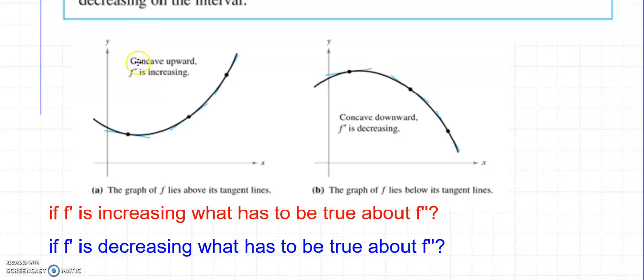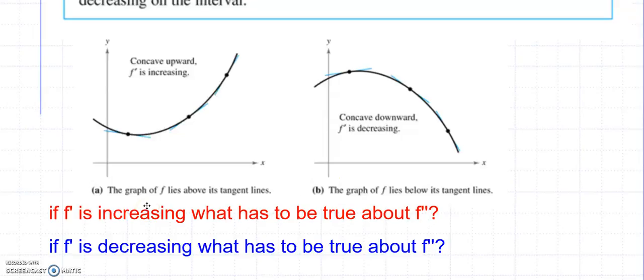So concave up means the first derivative is increasing. So that means it's going to look like this. So this is what we're talking about when something is concave up. Concave down is when the first derivative is decreasing.